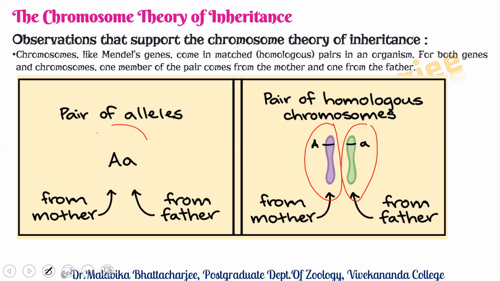So when we think of Mendelism, we think at this level. Mendel thought at this level. But in the present era, when we think of the movement of alleles, we think at this level, because the genes are present on the chromosome. So this is a comparative picture showing what Mendel thought and what the actual scenario is.